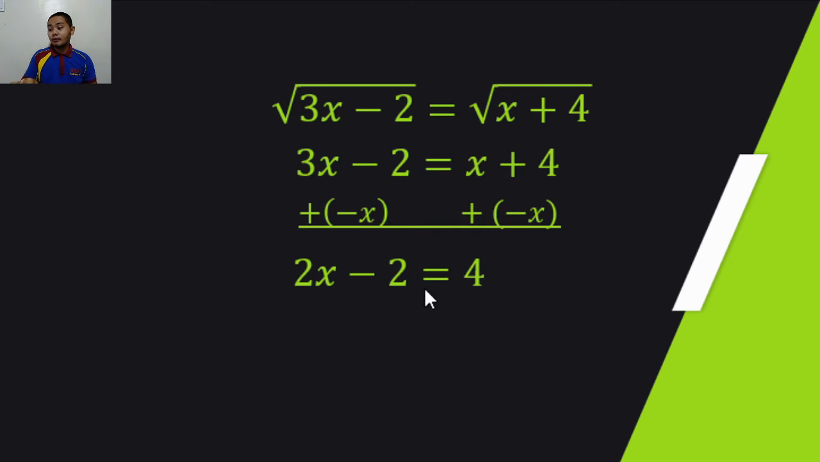Susunod, syempre gusto ko mawala yung negative 2 dito. So I am going to add positive 2 on both sides of the equation. So bali magiging 2x is equal to 6. Divide both sides of the equation by 2. So x now will be equal to 3.